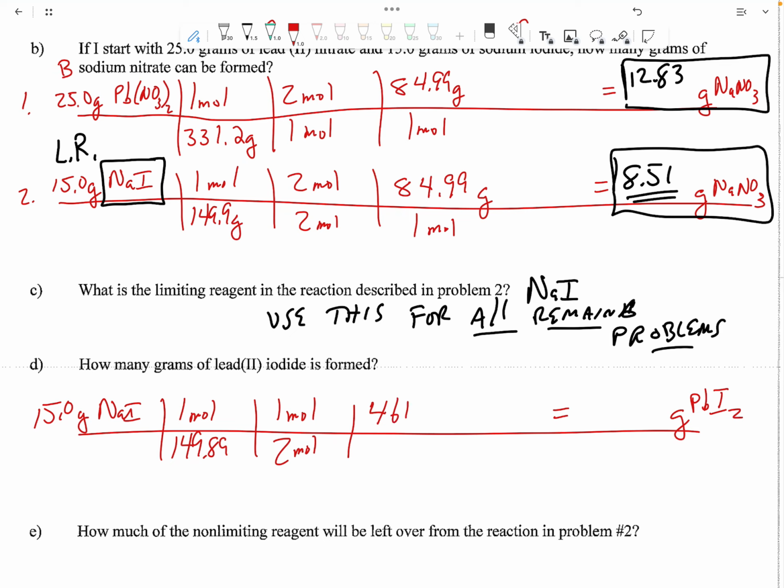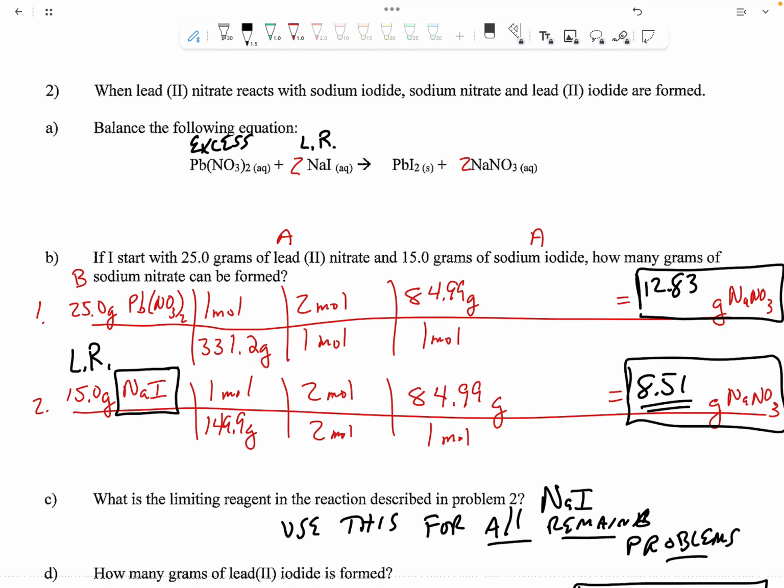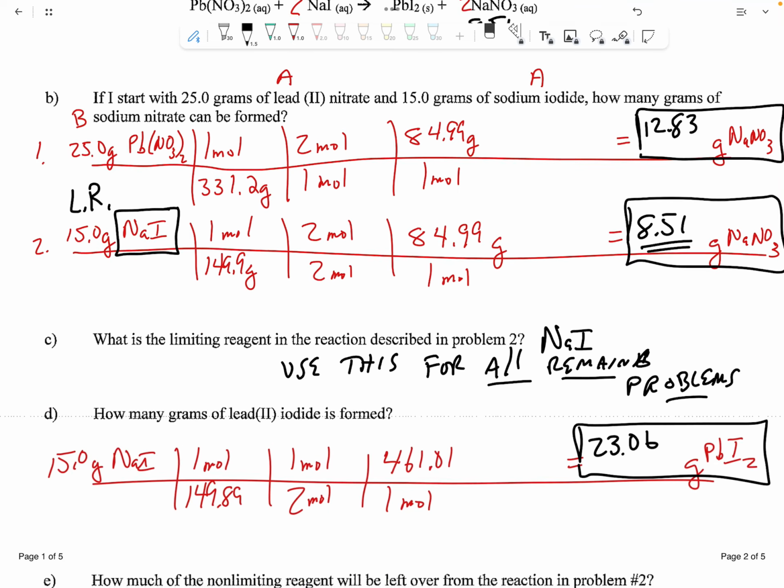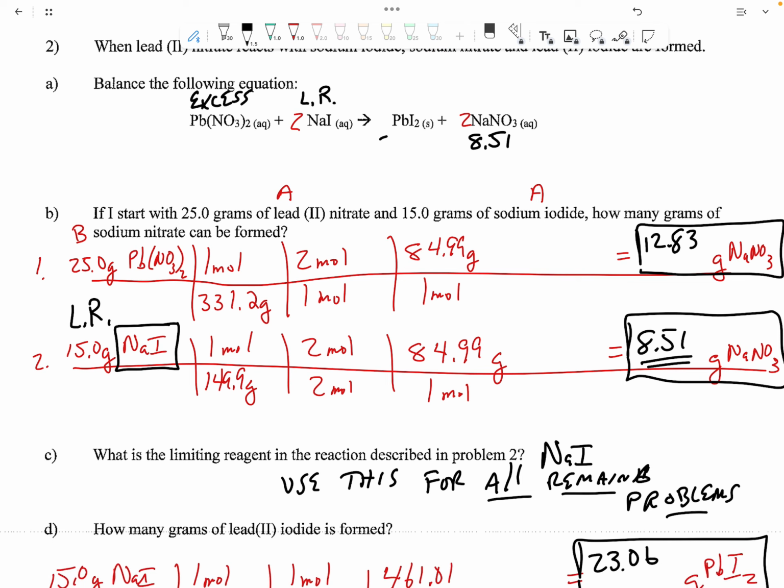That's going to be 461.01 over 1 mole of it. And when we solve all those together, we get a mass of 23.06 grams of PbI2. So what was formed so far in this problem was 8.51 grams of NaNO3. That's as much as we can make, or what has been formed, and 23.06 grams of lead-2 iodide.